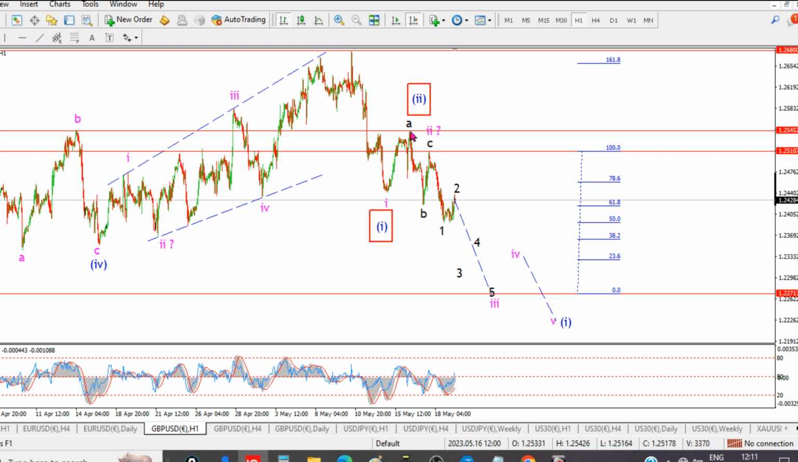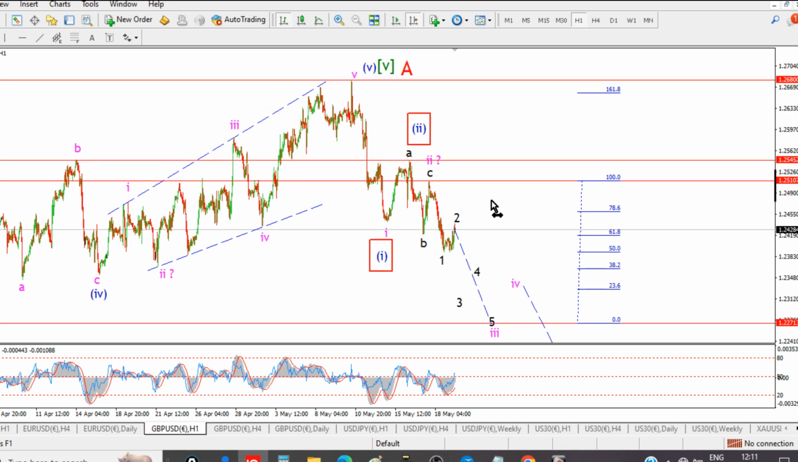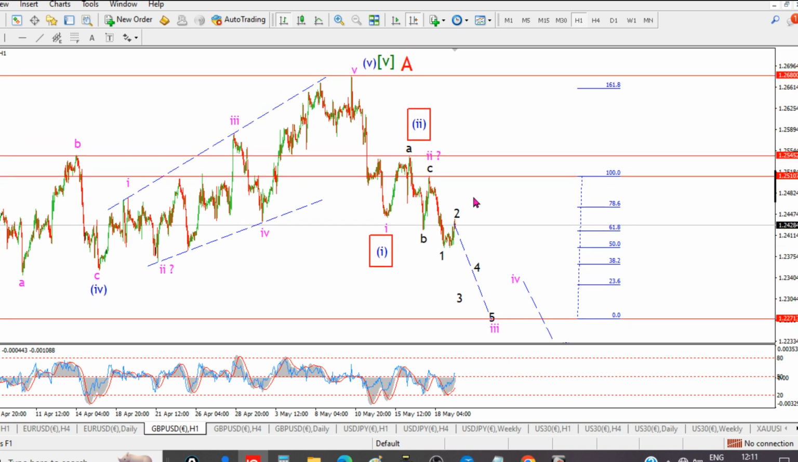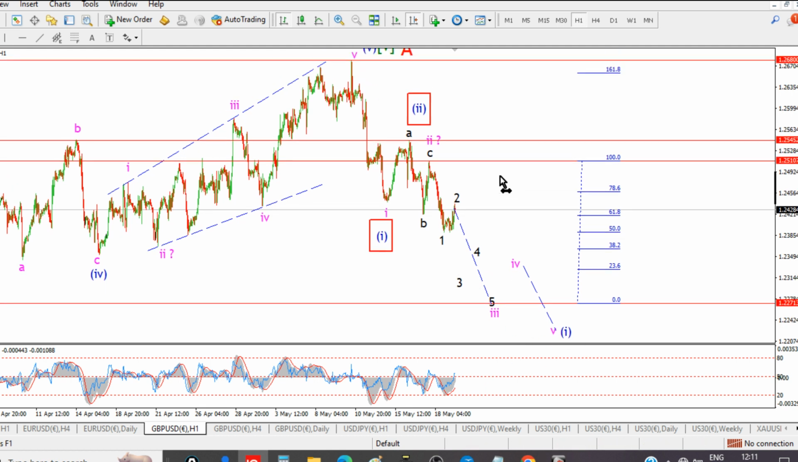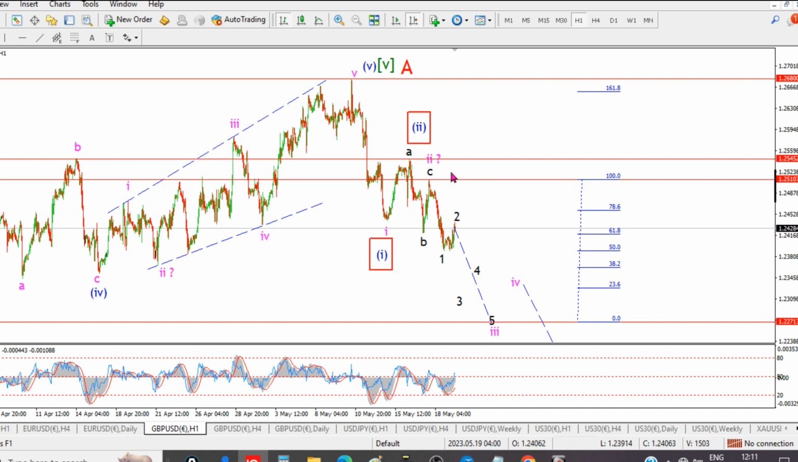And if the alternate count is correct, then we'll be completing 5 waves down in wave 3. So it's kind of much of a muchness, I think. This pattern should continue lower. I'm looking for about 121, let's say, for wave A to complete. So maybe the alternate pattern is actually more fitting here, given the target for wave A.